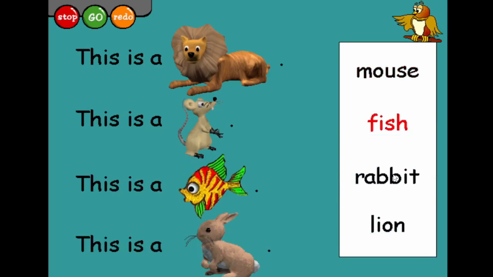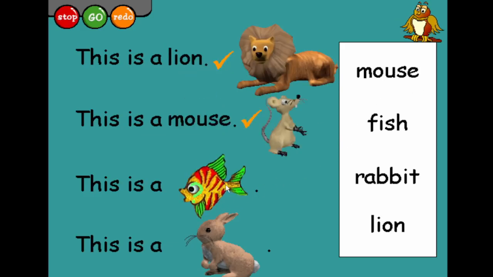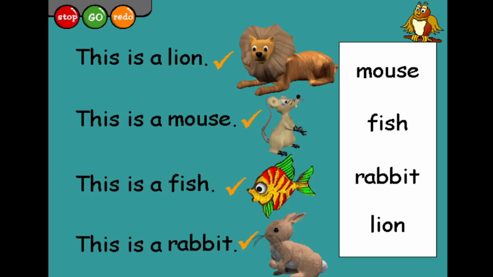Mouse. Fish. Rabbit. Lion. Swap each picture with the word that it belongs to. This is a lion. This is a mouse. This is a fish. This is a rabbit. Terrific! Click on Go to do some more, or click on Redo to have another turn.